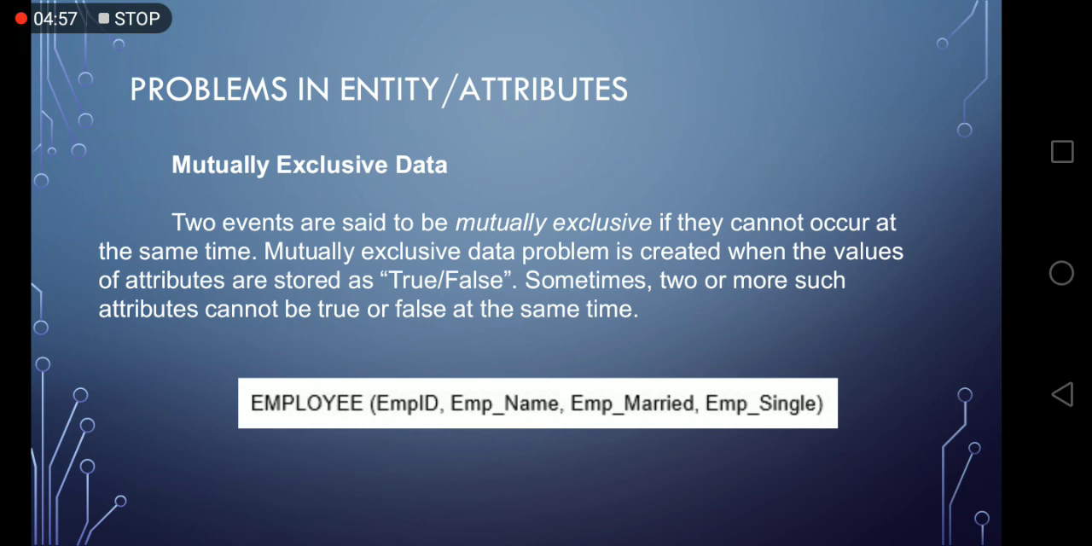So in today's lecture, we have discussed different problems in entity or attributes. There are four main problems in entity or attributes: mutually exclusive data, redundant information, synonym and homonym problem.